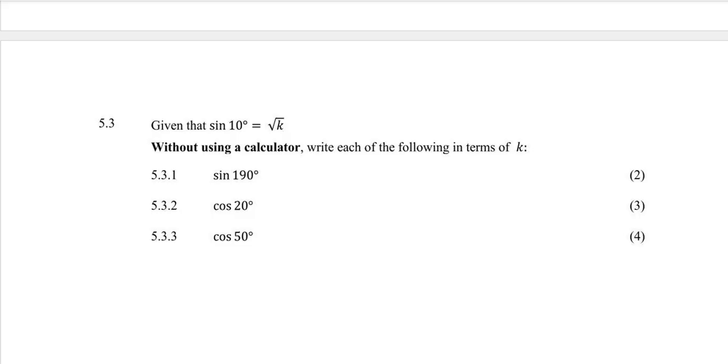Today we'll be doing this question, and it is for the question paper of Western Cape Preparatory Examination 2024. There is a given sine 10 degrees, which is equal to the square root of k.